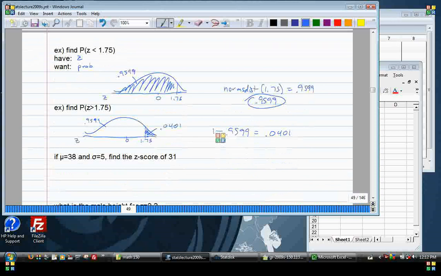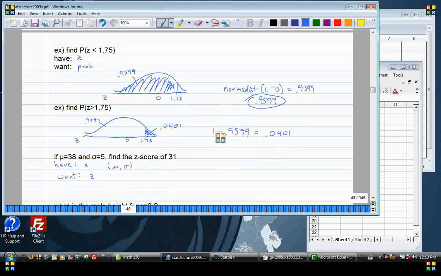If mu is 38 and sigma is 5, find the z-score of 31. So first of all, what do we have? Okay, right. So we just say that mean and standard deviation are just things we know on the side. What value are we starting with? 31, and what kind of value is that? Is that a z-score? No. It's the data value, which is x. And what is it that we want to find? We want to find the z-score.